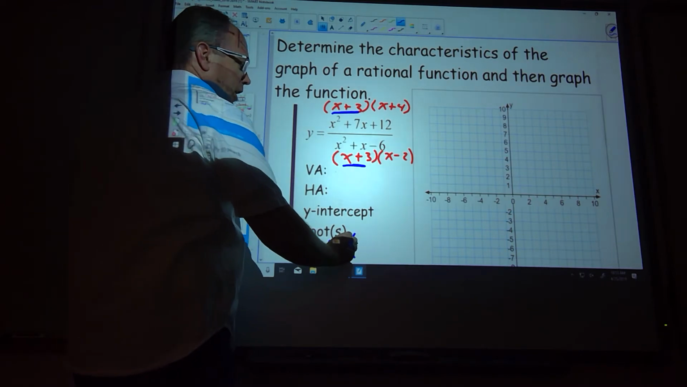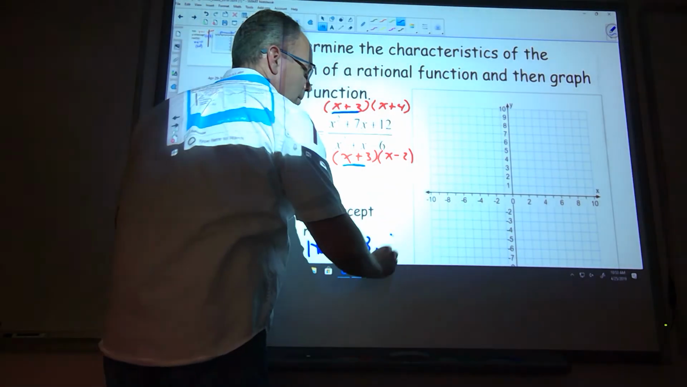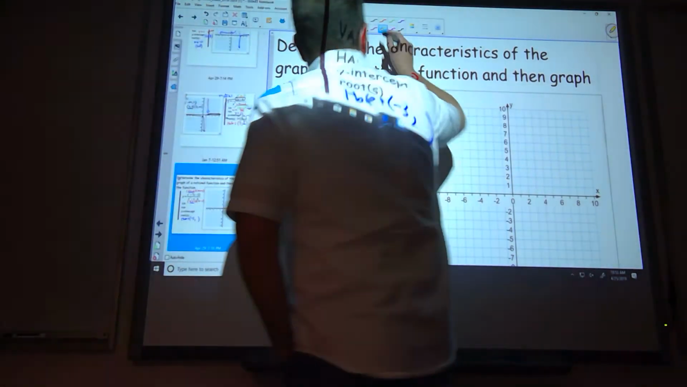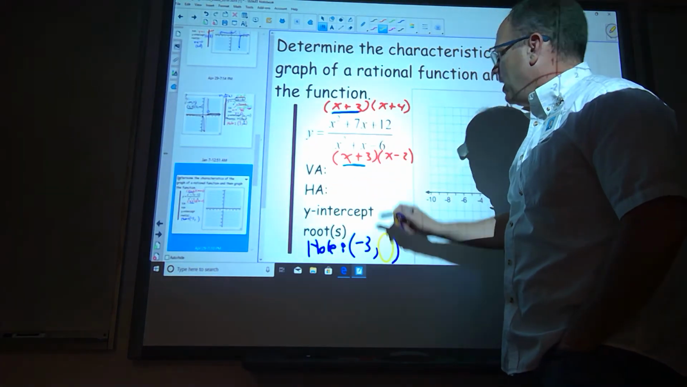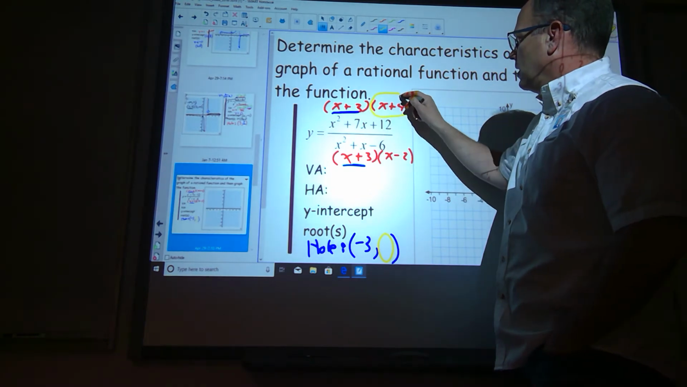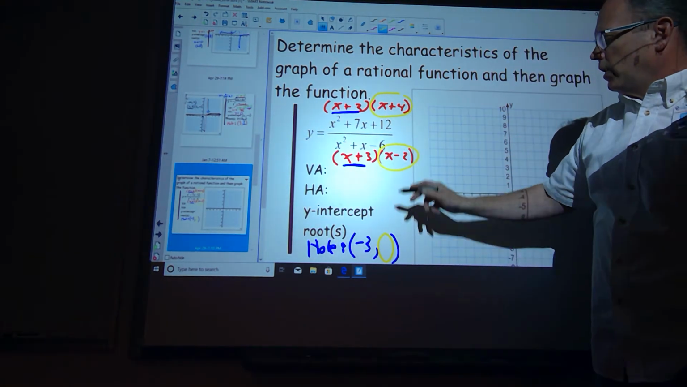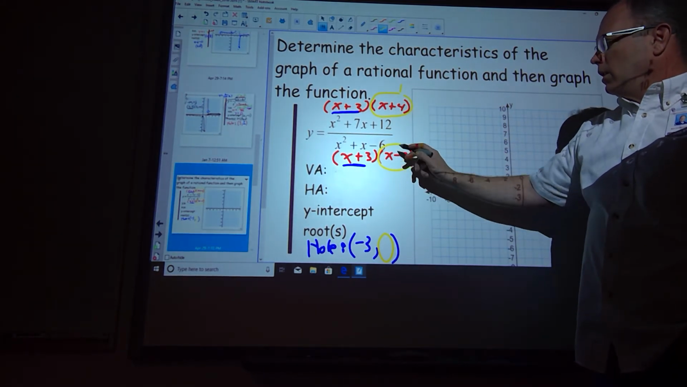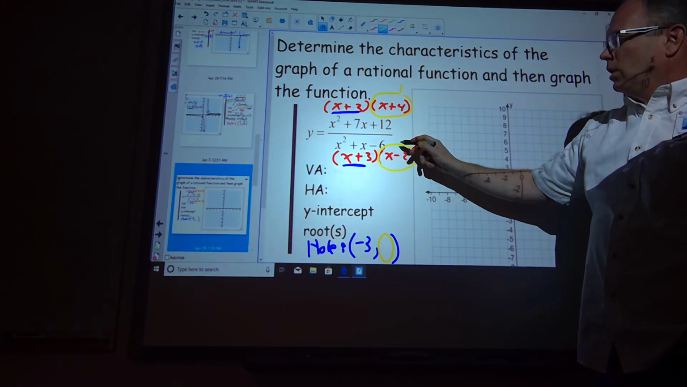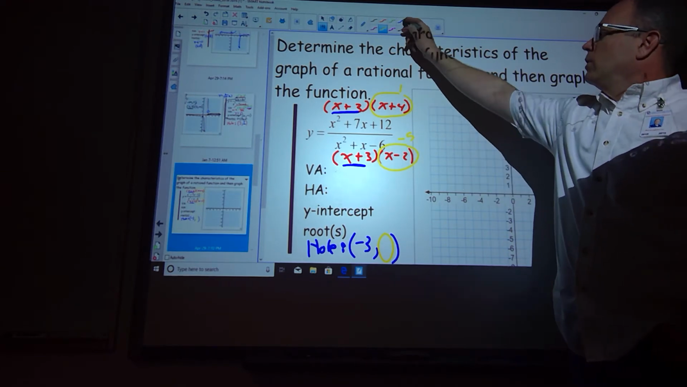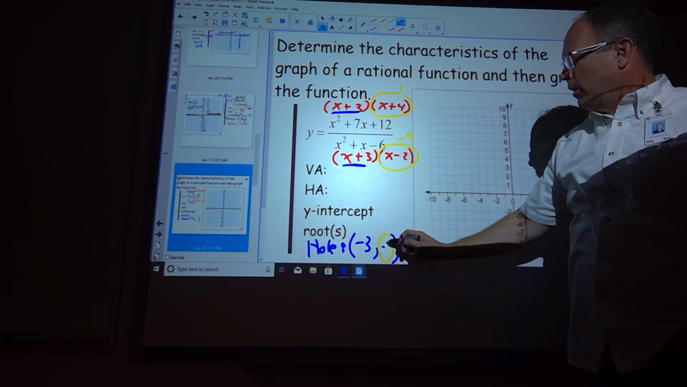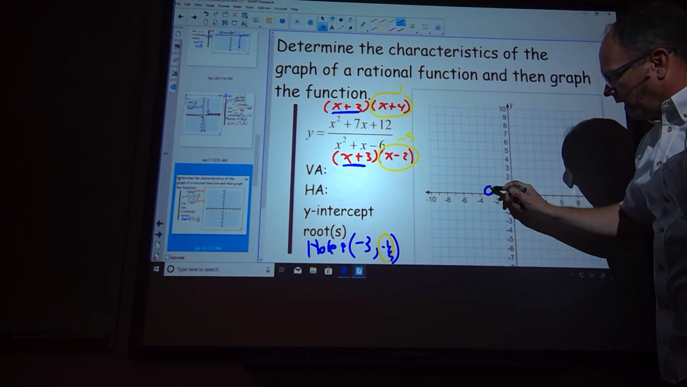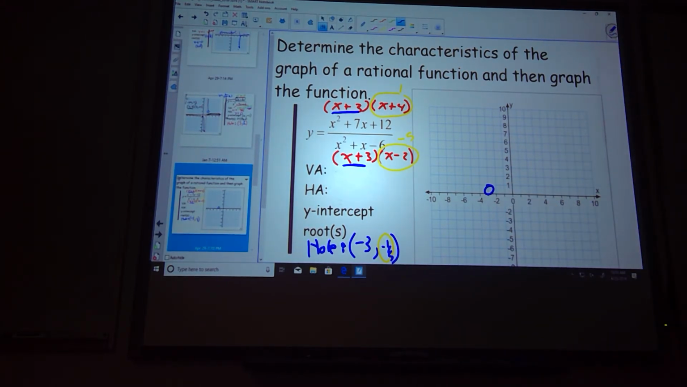So the hole is going to take place at -3, comma. How do I figure out the rest of it? Plug it into x plus 4. Yeah, so to find this right here, I'm going to plug it into this and this. So -3 plus 4 is 1. -3 minus 2 is -5. So I wind up with -1/5. So -3, -1/5. So it's somewhere in there, right?